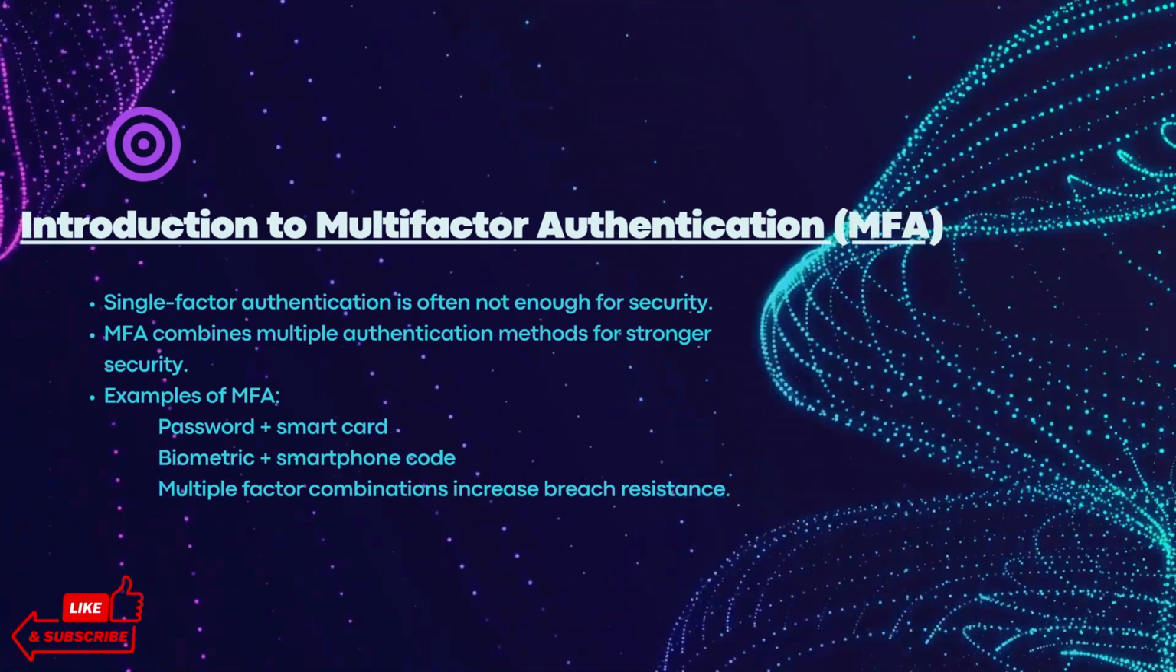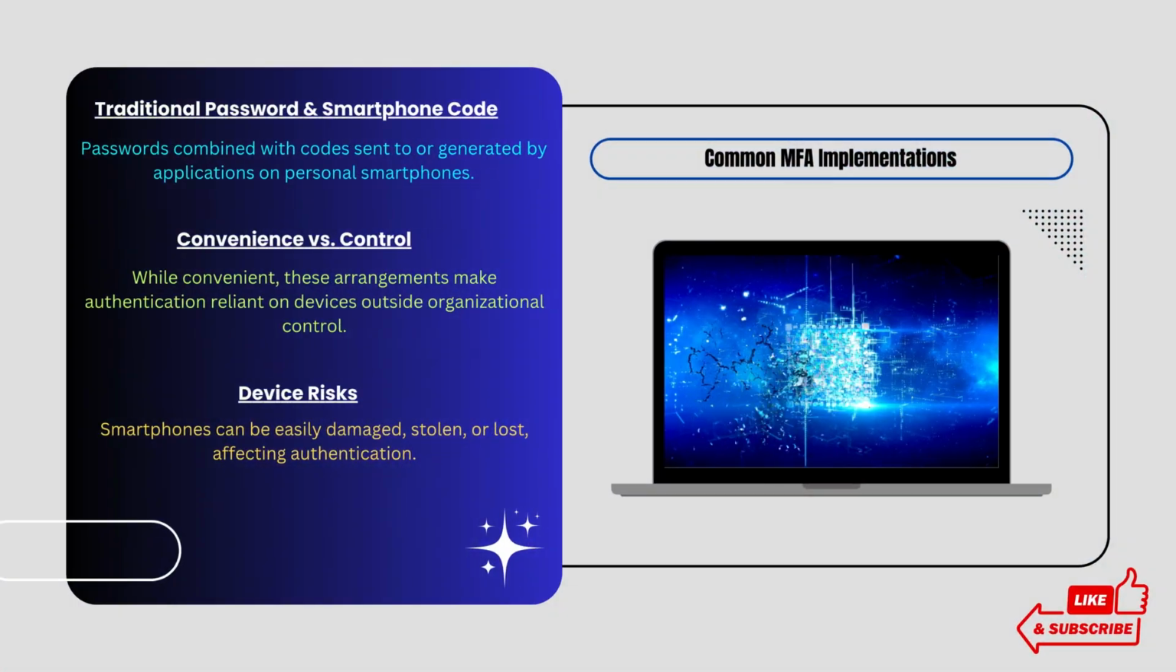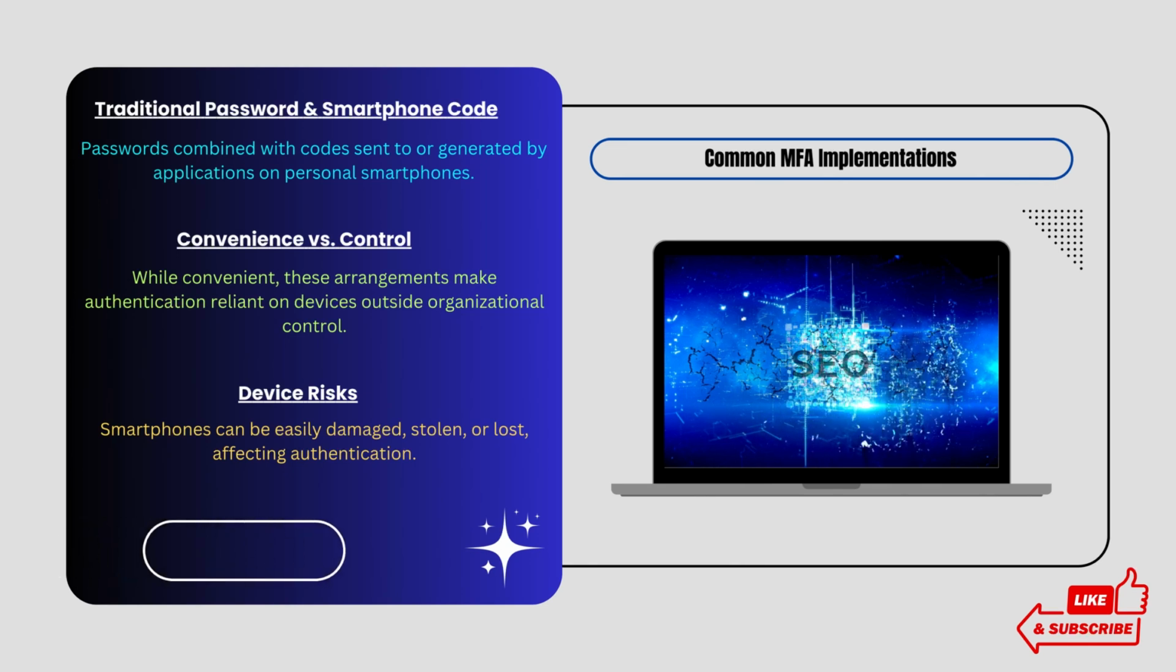Okay, now that we've got the basics of MFA down, let's talk about how it actually shows up in the wild. These are the common ways organizations roll it out. Some you've probably used yourself. Point 1. Traditional password and smartphone code. First up, the classic combo. A password paired with a smartphone code.